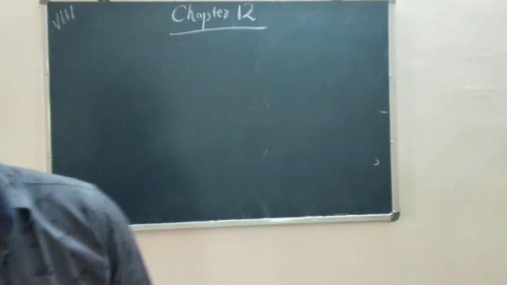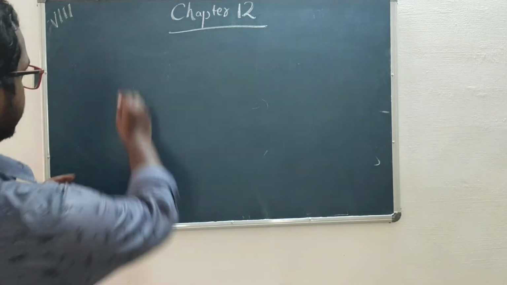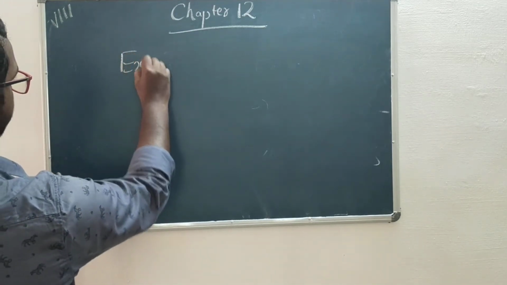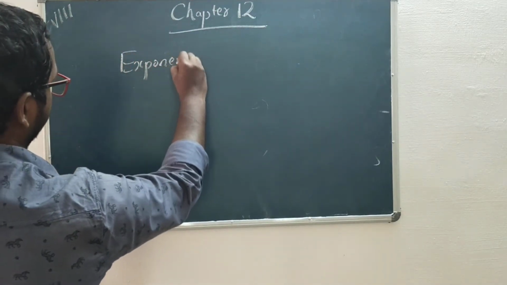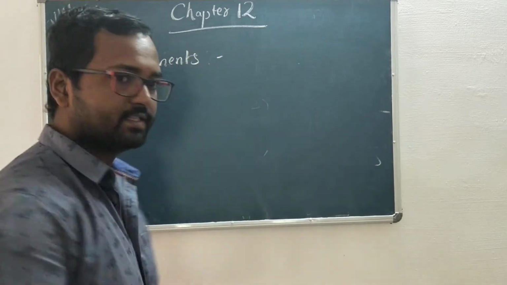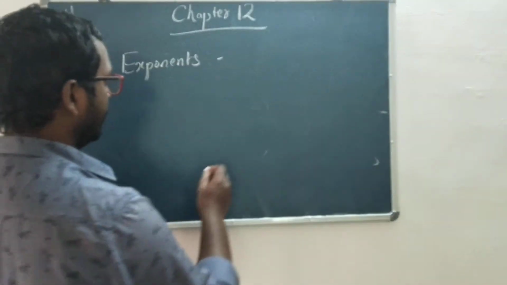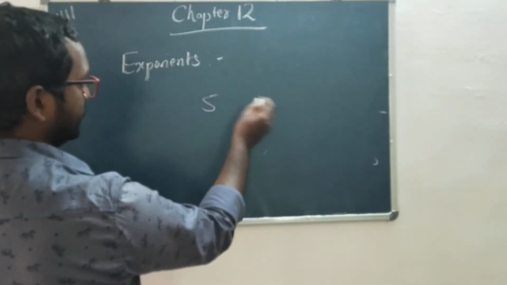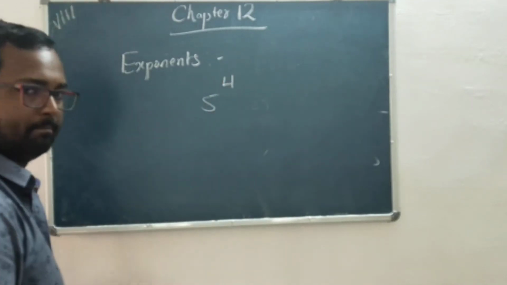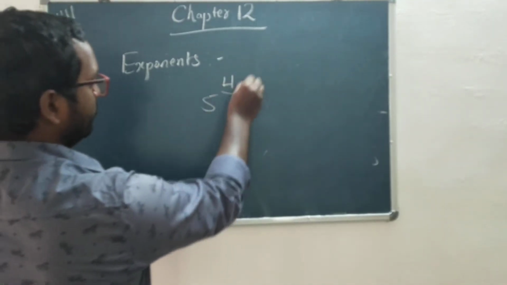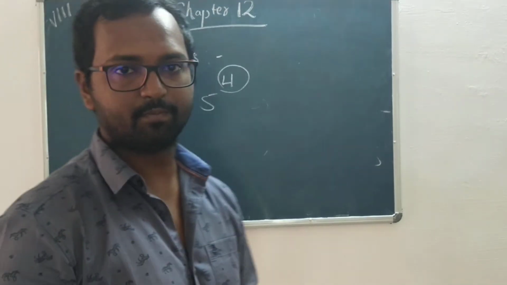So what are exponents? An exponent is the number of times we multiply a number by itself. So let's see, if we have 5 power 4, then this 4 we can say is an exponent or power.